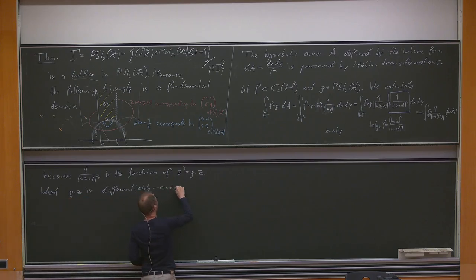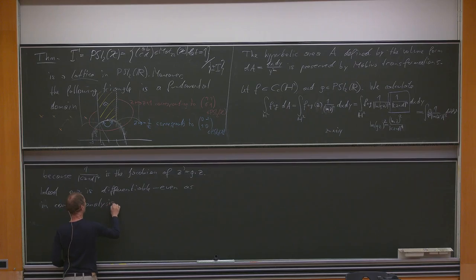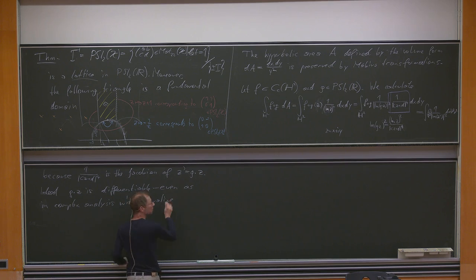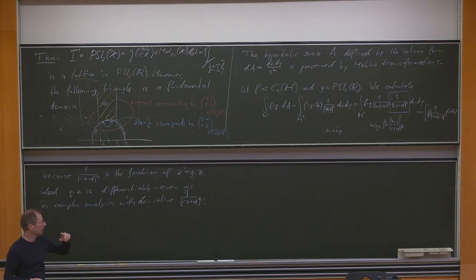Even as in complex analysis, with derivative. What was the derivative? It was 1 over cz plus d. The complex derivative was 1 over (cz+d) squared. Right? That was the complex derivative. Parenthesis, not absolute value. So we have a bit of a translation to do.